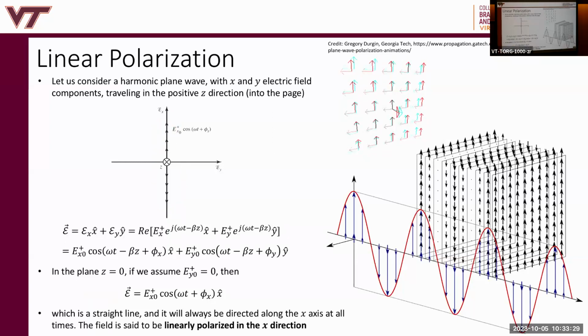So remember, this is what it looks like. These planes go off to infinity in both directions. The electric field has its strongest magnitude here, then it gets weaker to 0, then it's strongest here, then it goes to 0 again. All right, so in this case, the field is said to be linearly polarized in the x direction.